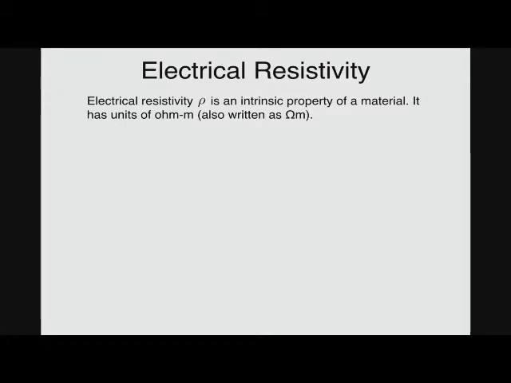Now I'm going to talk about resistivity and why you should care about measuring it. So electrical resistivity, we tend to denote it with the Greek symbol rho. It's an intrinsic property of a material. The units are ohm meters. Sometimes we'll write it as omega meters.